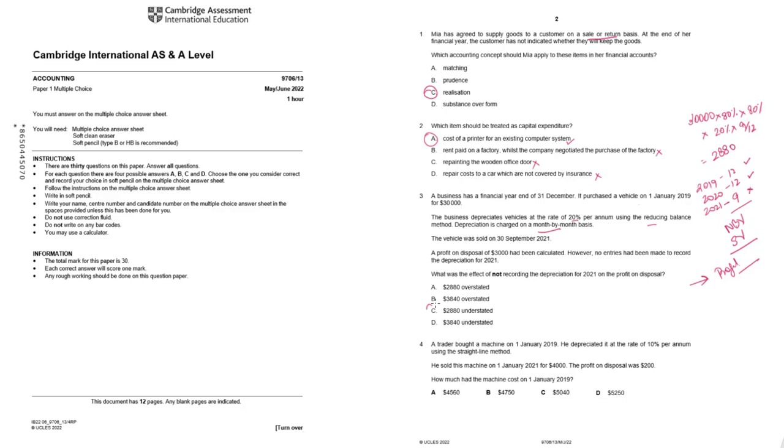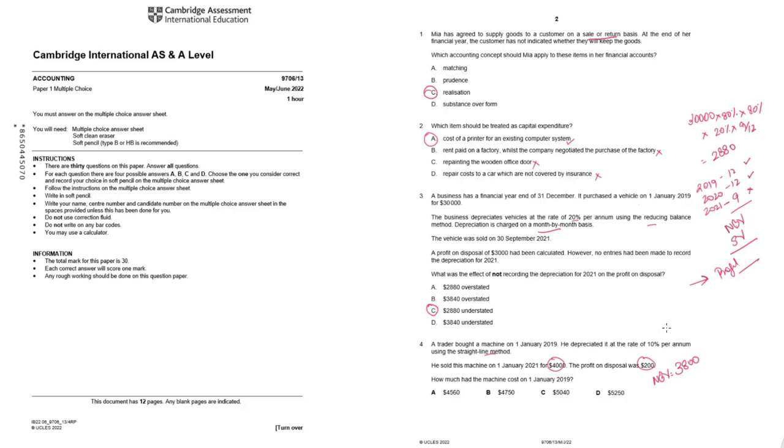So option 3C. A trader bought a machine on 1st Jan 2019. He depreciated at a rate of 10% using straight line. He sold his machine on 1st Jan 2021 for 4,000. Profit on disposal was 200. How much did the machine cost on 1st Jan 2019? Okay, very simple. Sold the machine for 4,000, profit on disposal is 200. So how much would be the net book value? 3,800, which is after 2 years of depreciation, 2019 and 2020.